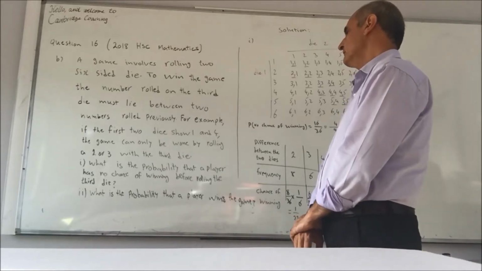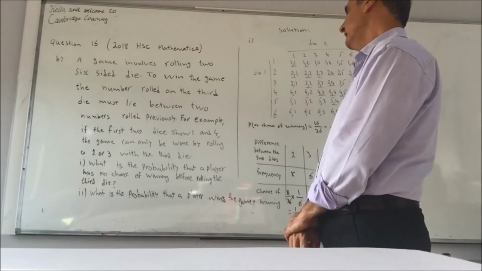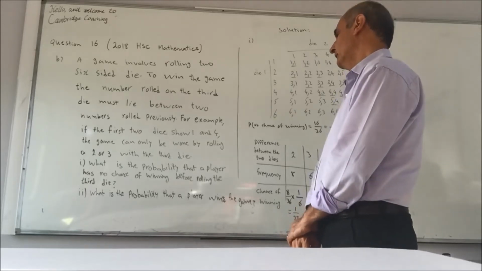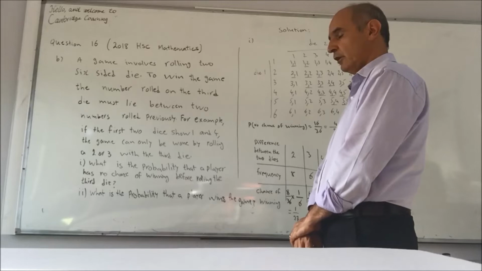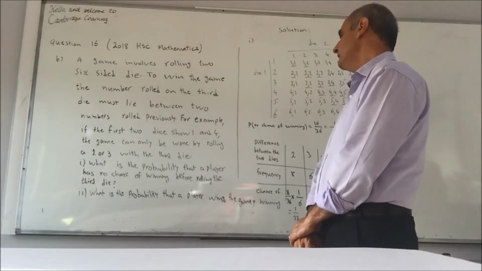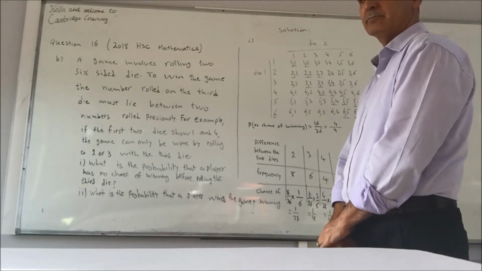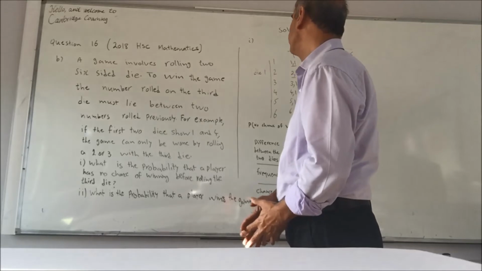Part 1, what is the probability that a player has no chance of winning before rolling the third die? Part 2, what is the probability that a player wins the game as a whole?